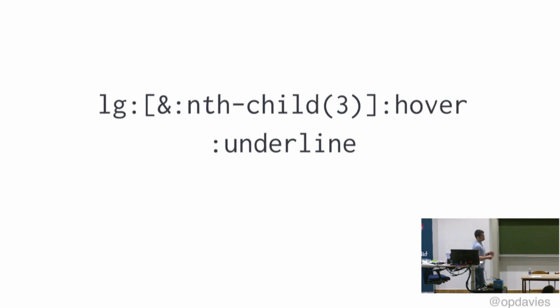But we can also use arbitrary selectors as well. I have used these ones. So again, I can make something, let's do this backwards, underline on hover if it's the third child in the list, presumably, or the grid, only at the large screen size. So you can get quite specific. Again, I tend not to use it unless I need to, but there we are, it is there.